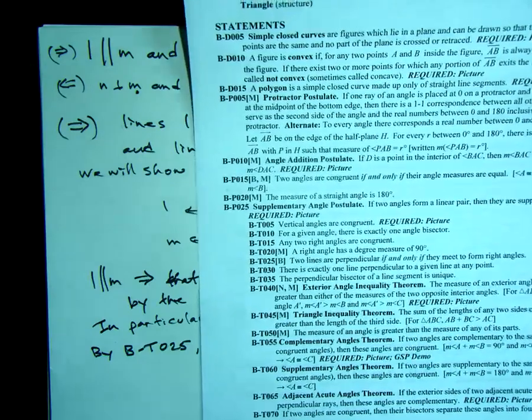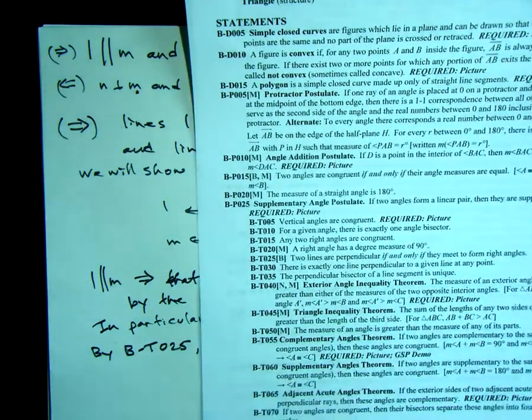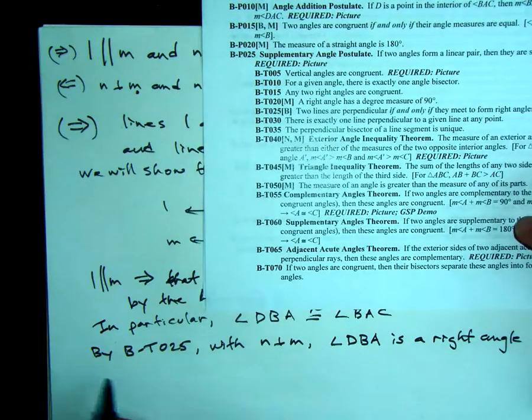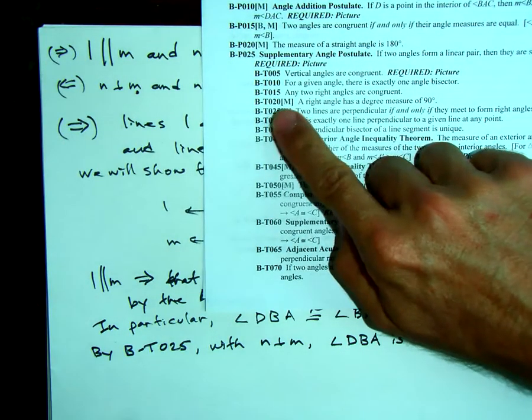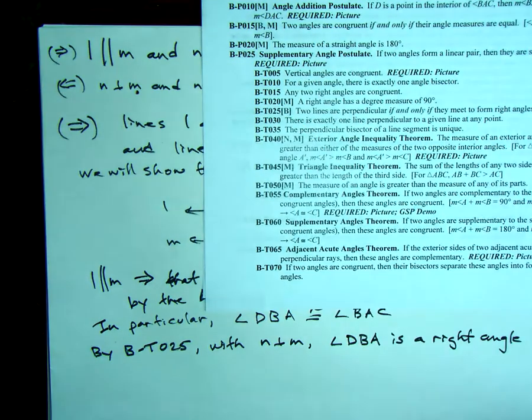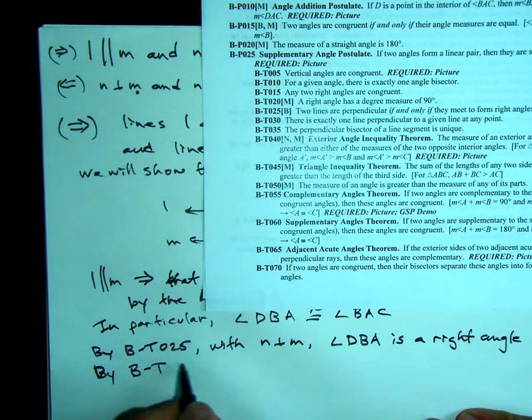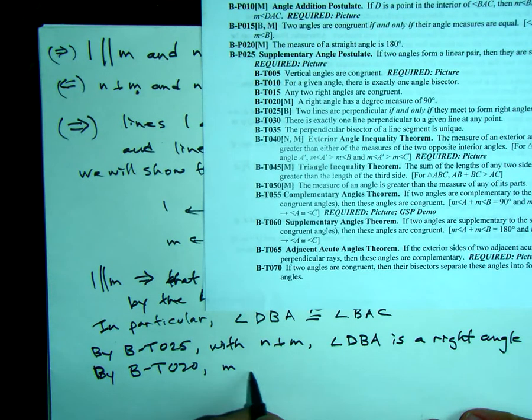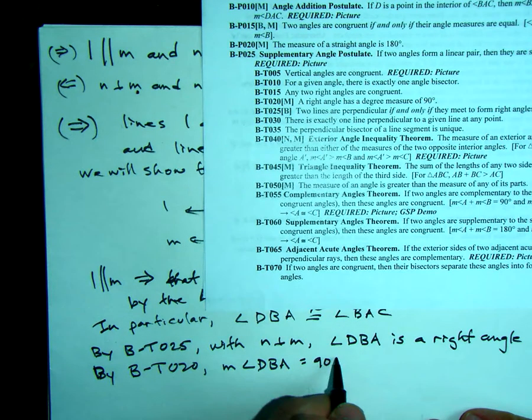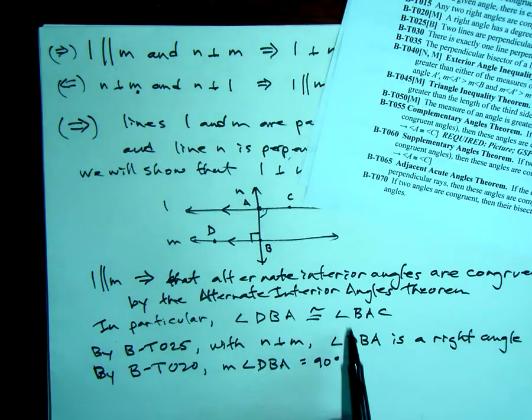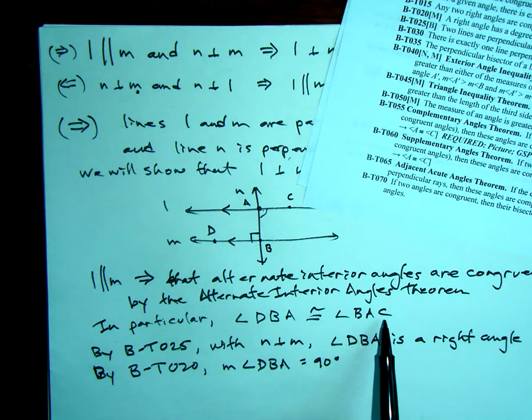unpack that? One thing we know is that a right angle has a measure of 90 degrees. So that's BT020. By BT020, the measure of angle DBA equals 90 degrees, because DBA is a right angle, and by BT020 that means it has a measure of 90 degrees. What we'd really like to say is that the measure of angle BAC is also 90 degrees. So let's come back here again.